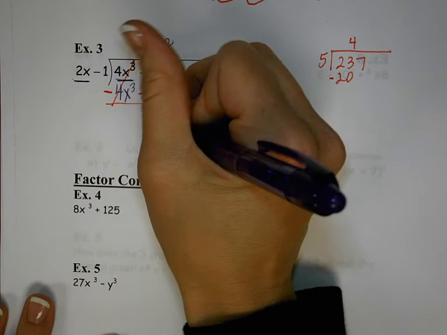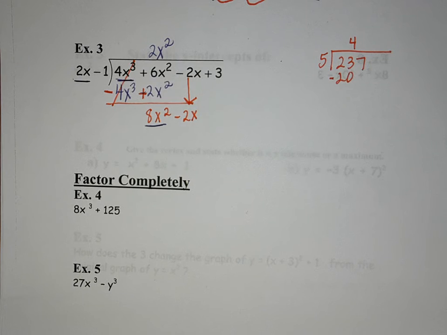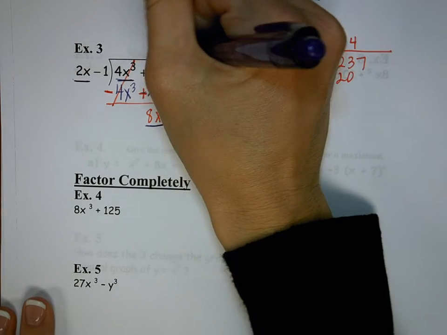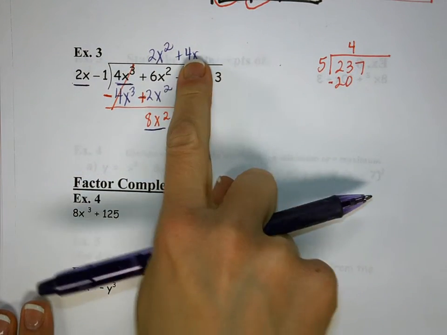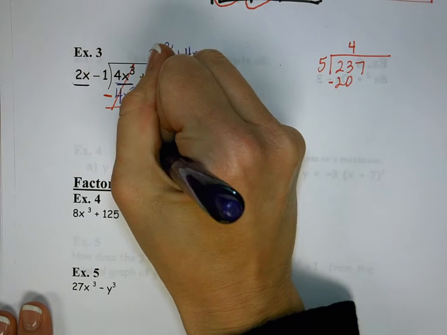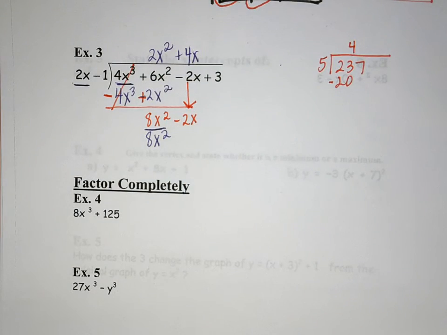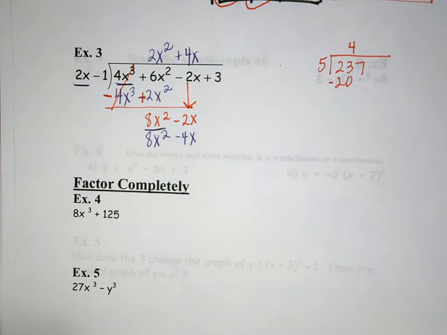Remember that you're only looking at your first term. So now I'm looking at 2x and 8x squared. So 2x times what makes 8x squared? 4x. Is that a positive or a negative? Good. So we have plus 4x. So now we go 4x times 2x, which is 8x squared. And 4x times negative 1 is negative 4x. But then I need to change my signs.